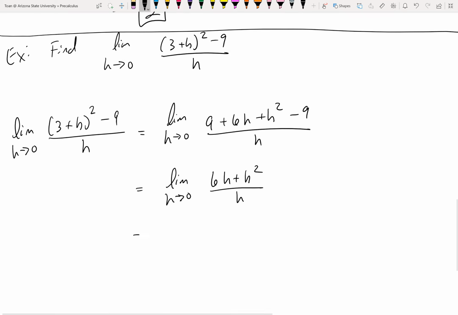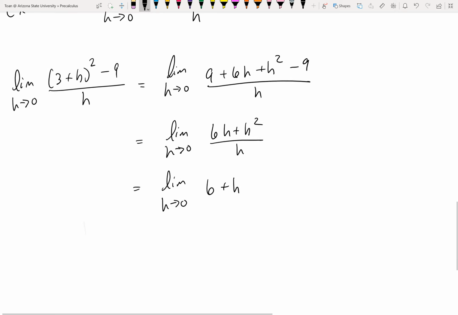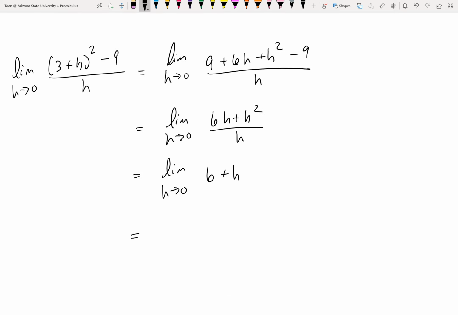And then hopefully you can see that we can factor out an h from the top and cancel out with the bottom. Right, so we're going to reduce or cancel out one h, so we're left with 6 plus h. Notice I kept writing limit because every single one of these steps is doing an algebra step. Now I can go ahead and apply the limit. Now I can go ahead and substitute h equals 0 to give me a limit of 6.